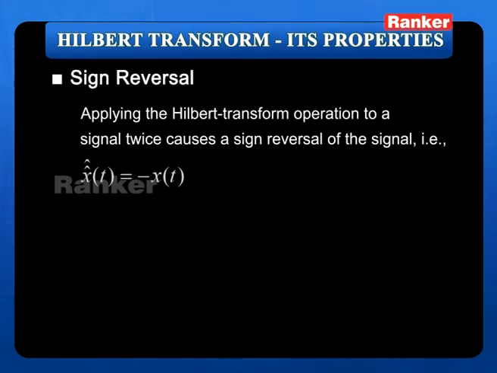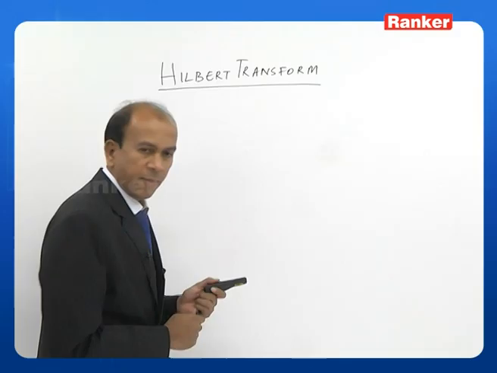Another property is sign reversal. Applying the Hilbert transform operation to a signal twice causes a sign reversal of the signal. That is, the Hilbert transform of x cap of t will give me minus x of t. The proof is here. The proof is like this.